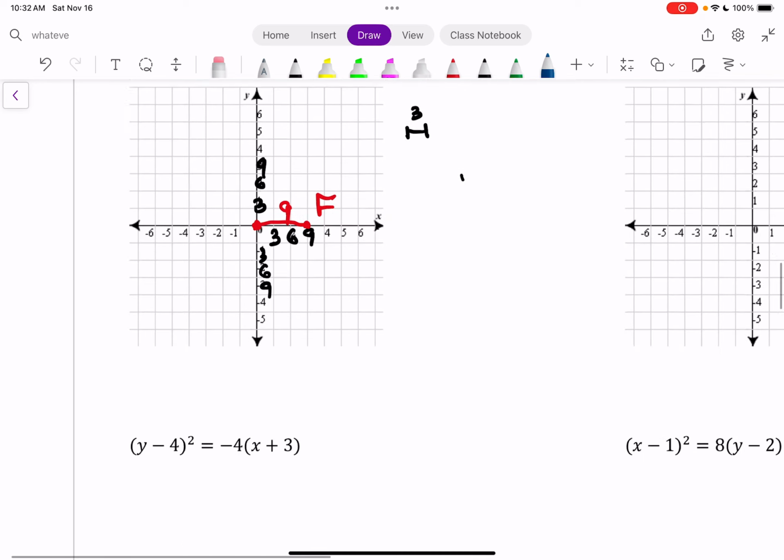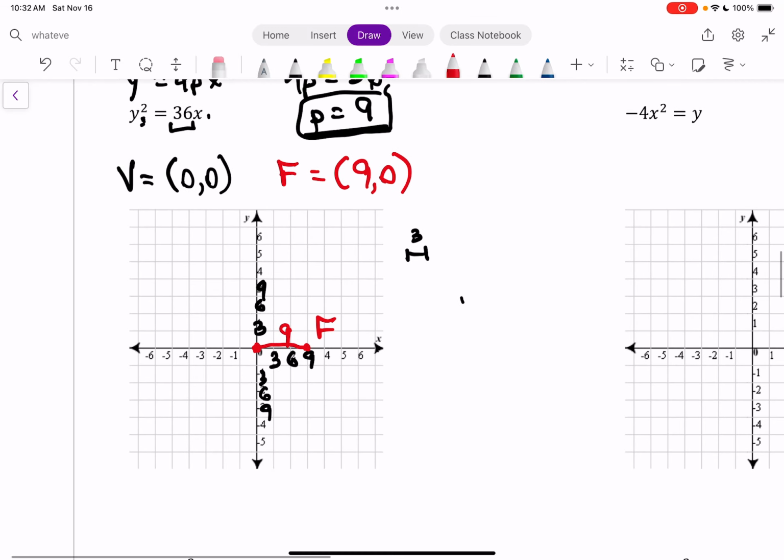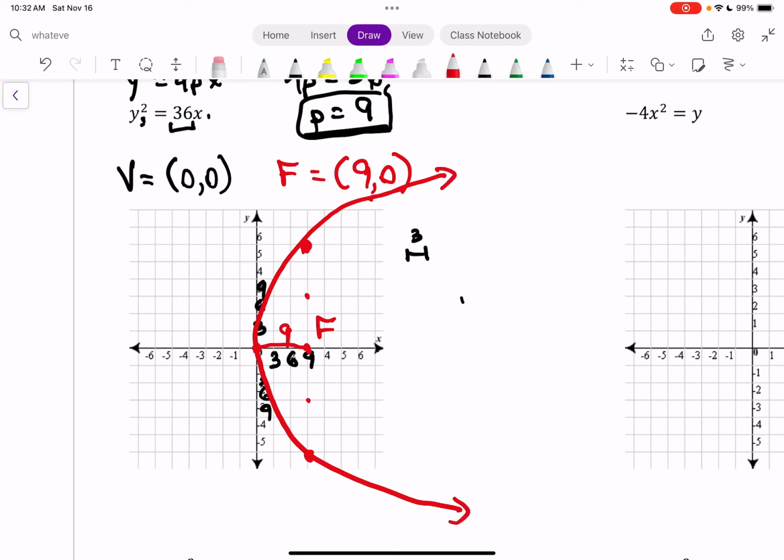This tells me how wide the parabola is going to be. From the focus, I'm going to go twice by this p up and twice by this p down. So this is how wide this parabola is going to open for us. This latus rectum has a total distance of 36 units, so 4 times this p.